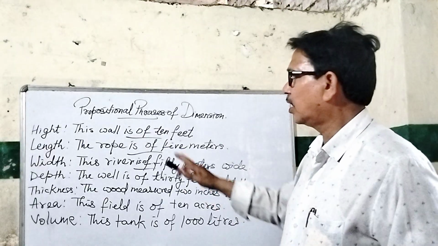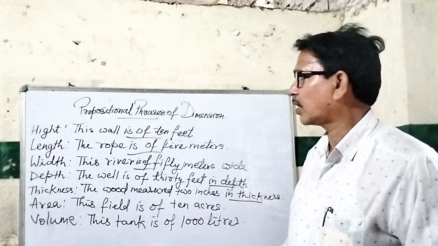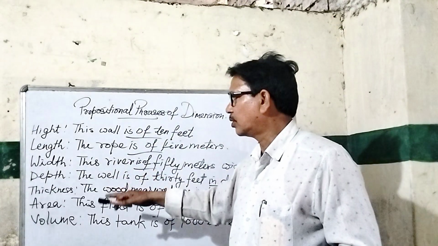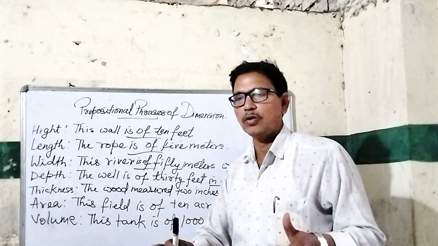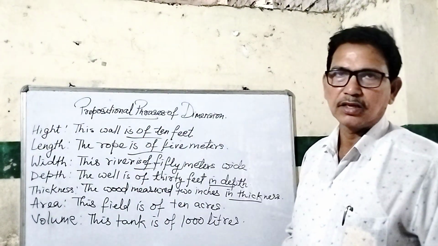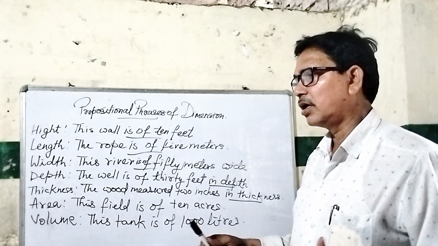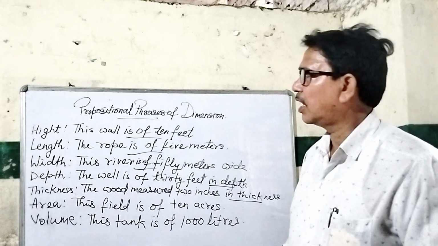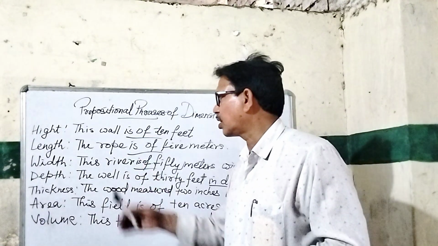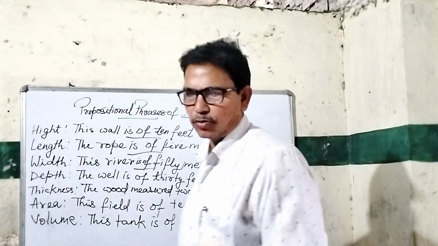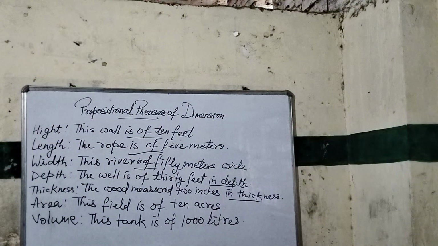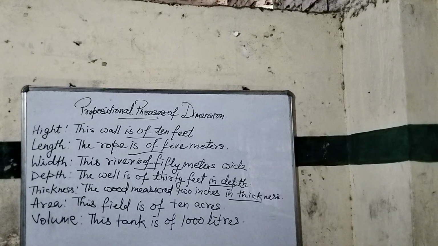So in this way, in this video, I have tried to explain dimension, that how in physical science or physics we use different types of objects, and there we always talk about height, length, width, depth, thickness, area and volume. So it was very important to understand about them.